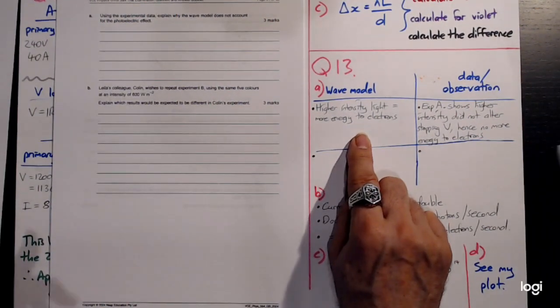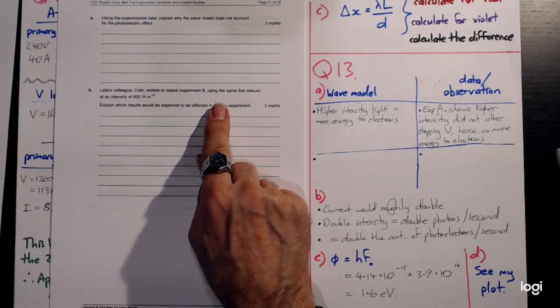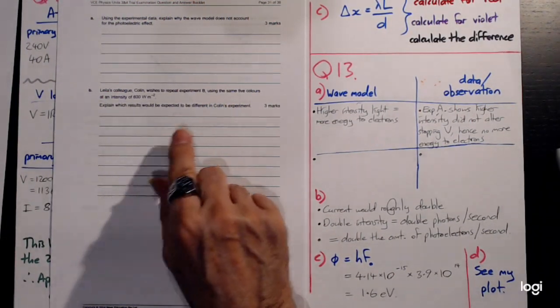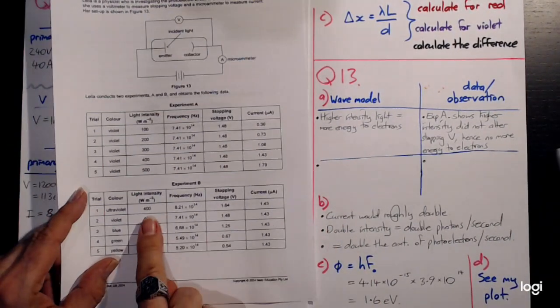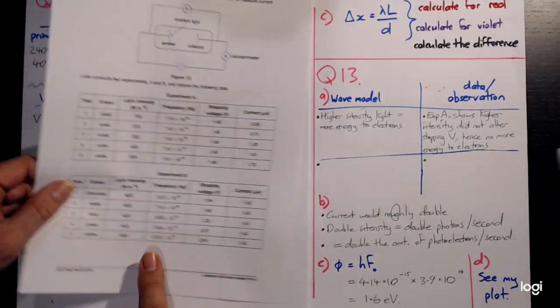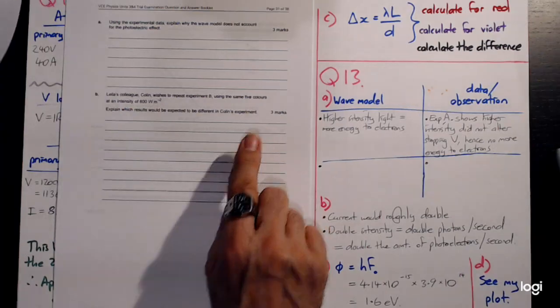All right, part B. Layla's colleague wishes to repeat experiment B using the same 5 colors at an intensity of 800. Now, instead of 400, the intensity is 800. Explain which results would be expected to be different in Collins' experiment. Okay.